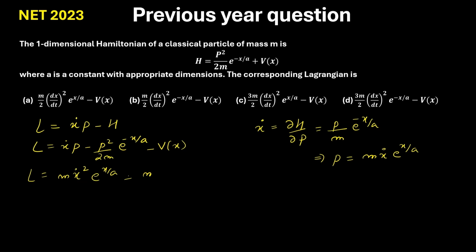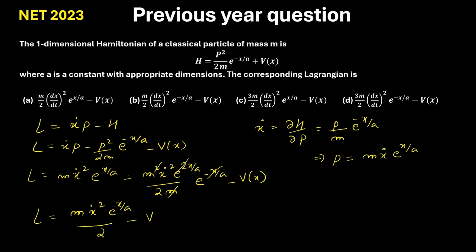minus m square x dot square e to the power 2x by a divided by 2m, and you have 1 e to the power minus x by a here. And here we have minus V of x. So this m will cancel out, and if I cancel this, I can remove this 2 factor here. So if I simplify, we will get m x dot square e to the power x by a divided by 2 minus V of x. So this is the Lagrangian. And I think it is matching with option A. Yes, it is matching with option A.